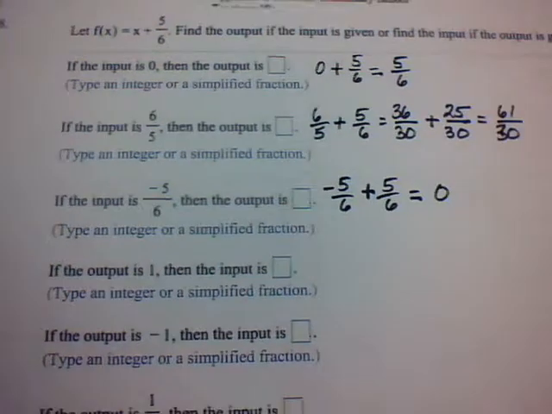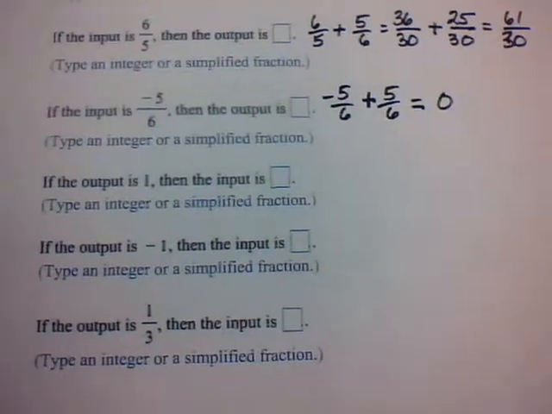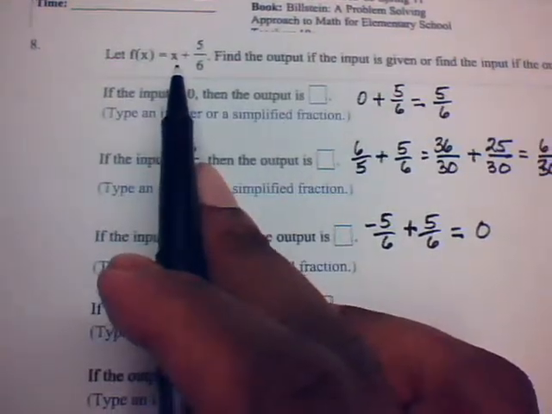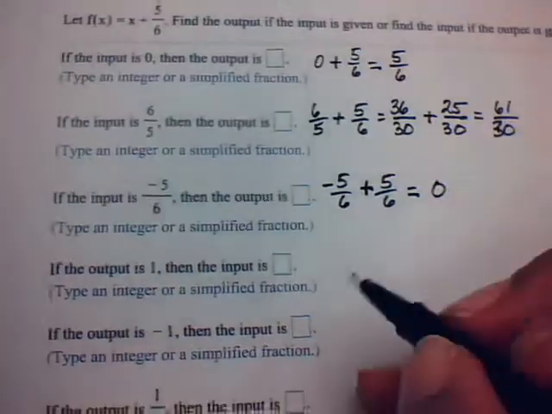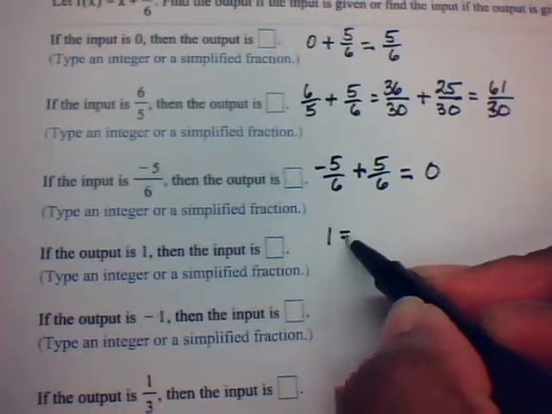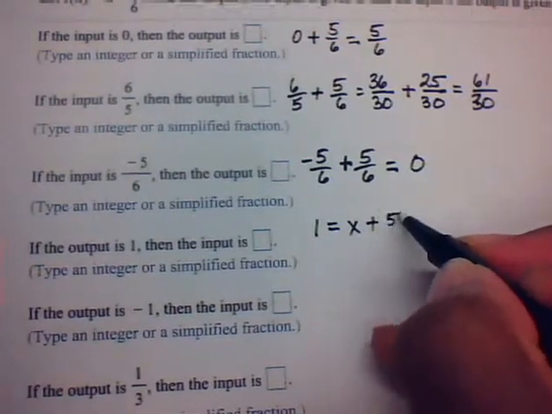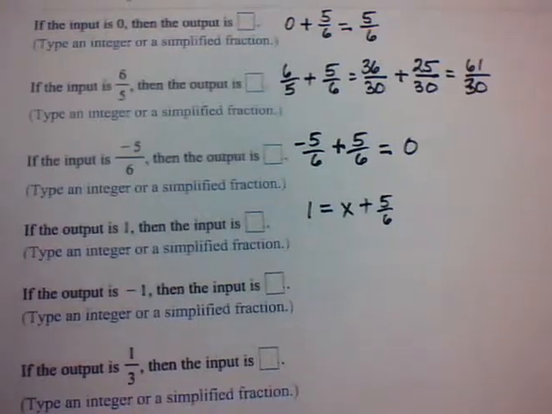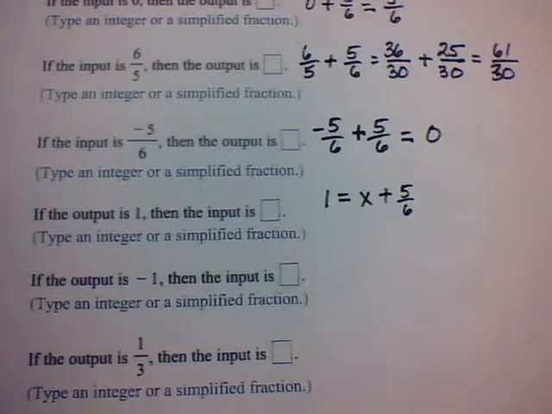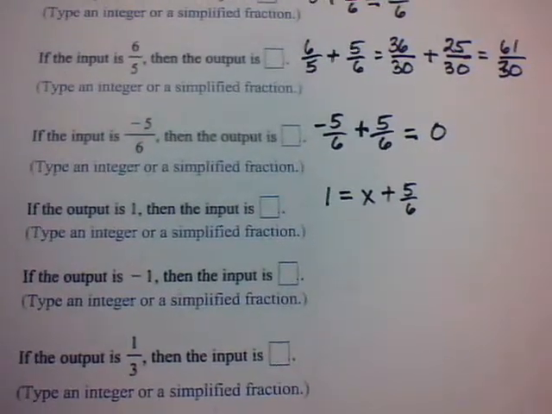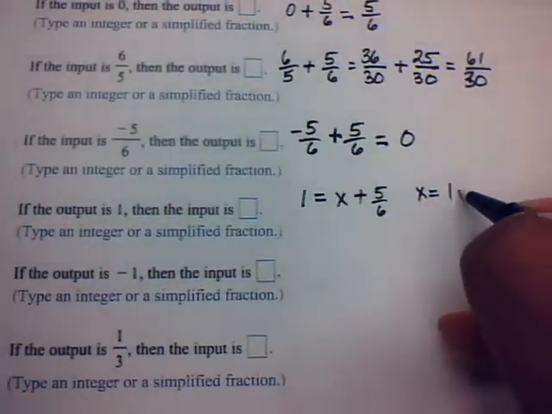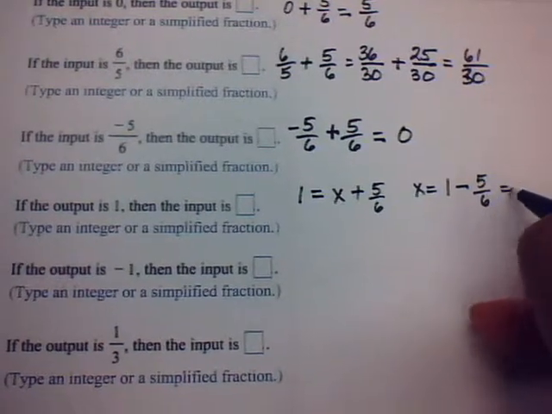Now let's look at this. If the output is 1, then the input is what? Now our output is the f of x, and we're trying to find out what x is, which is our input. So if our output is 1, that means we're going to have 1 equals x plus 5/6. We have to think of what number plus 5/6 will give us an answer of 1. That means we're going to have to do 1 minus 5/6.